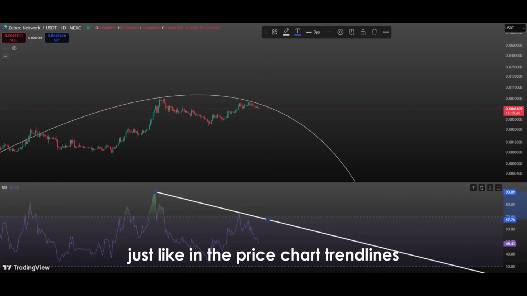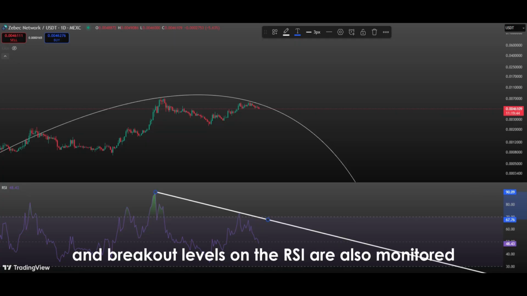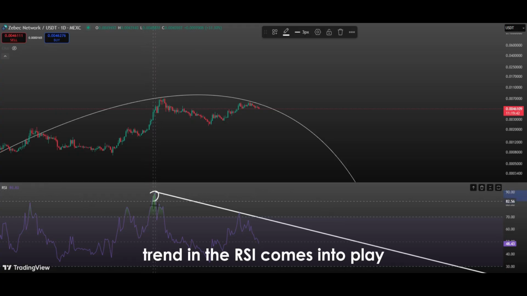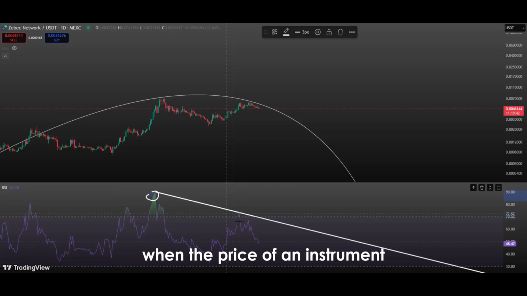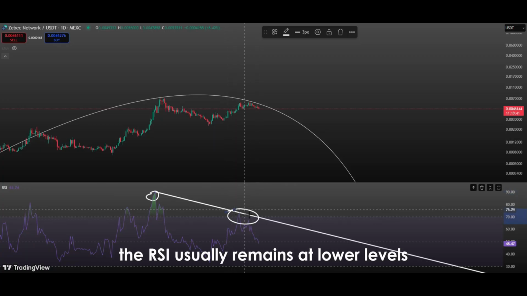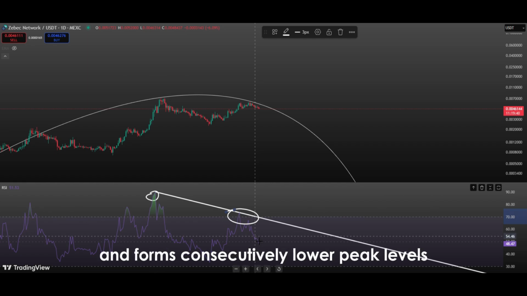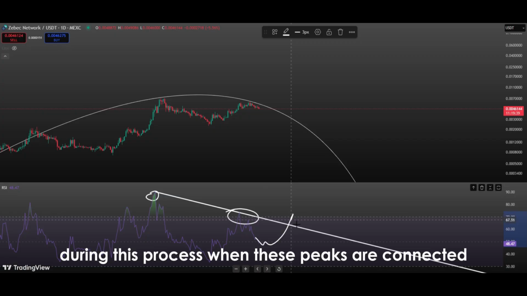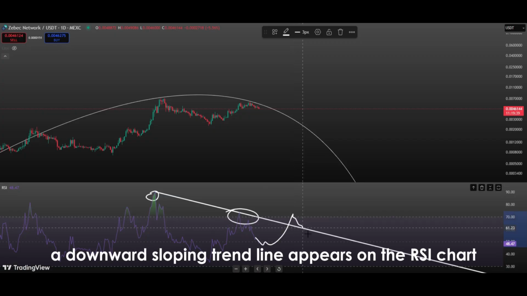Just like in the price chart, trend lines, patterns, and breakout levels on the RSI are also monitored. This is where the concept of a falling trend in the RSI comes into play. When the price of an instrument has been moving downward for a long time, the RSI usually remains at lower levels and forms consecutively lower peak levels during this process. When these peaks are connected, a downward sloping trend line appears on the RSI chart.